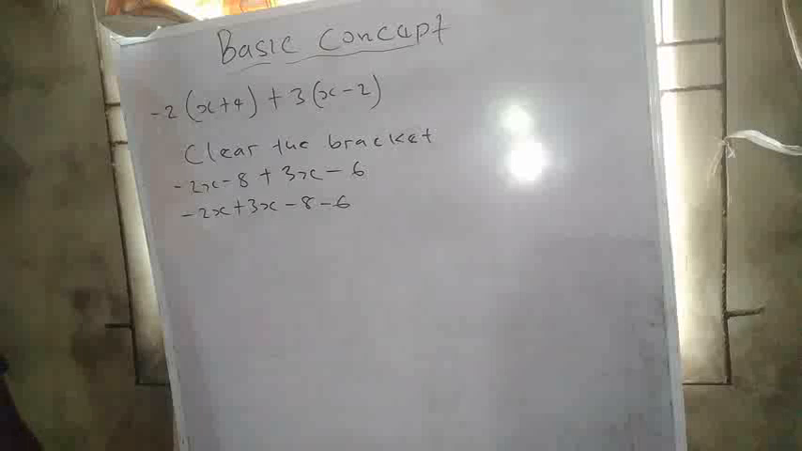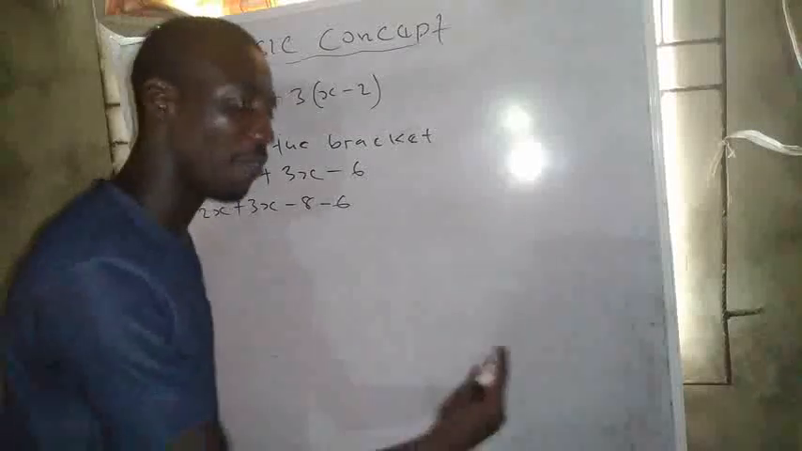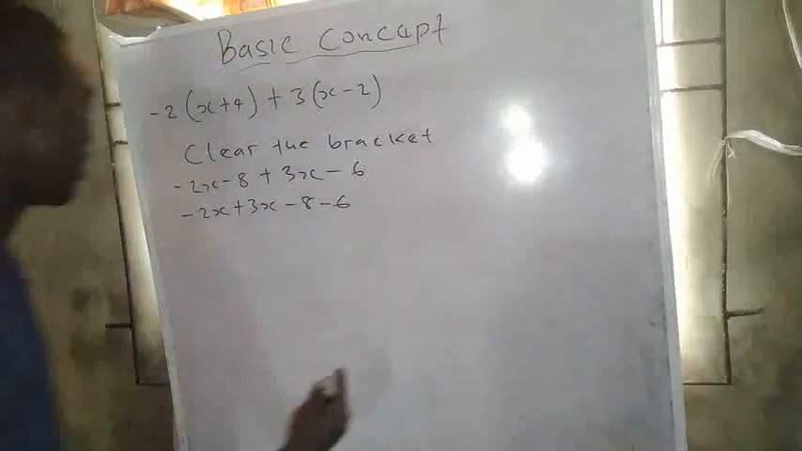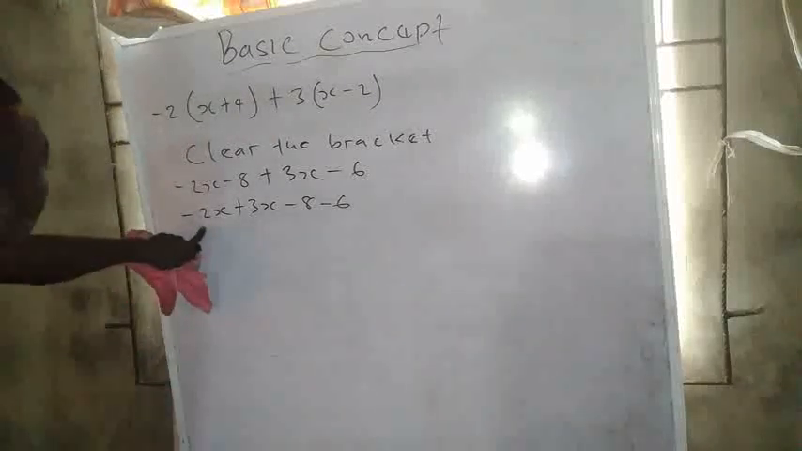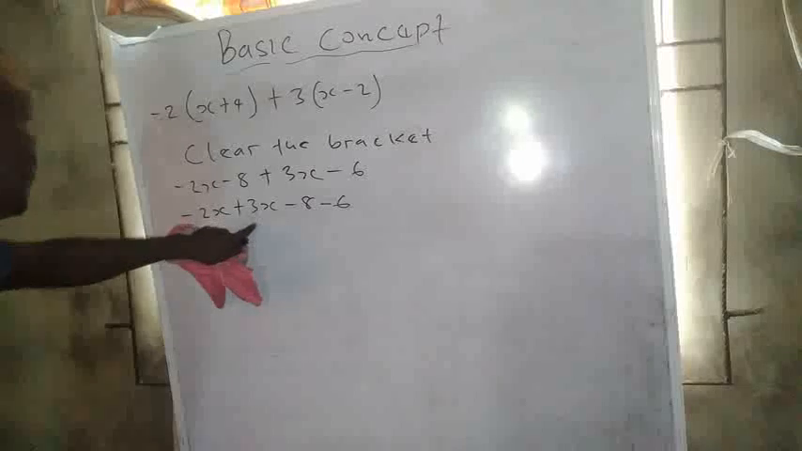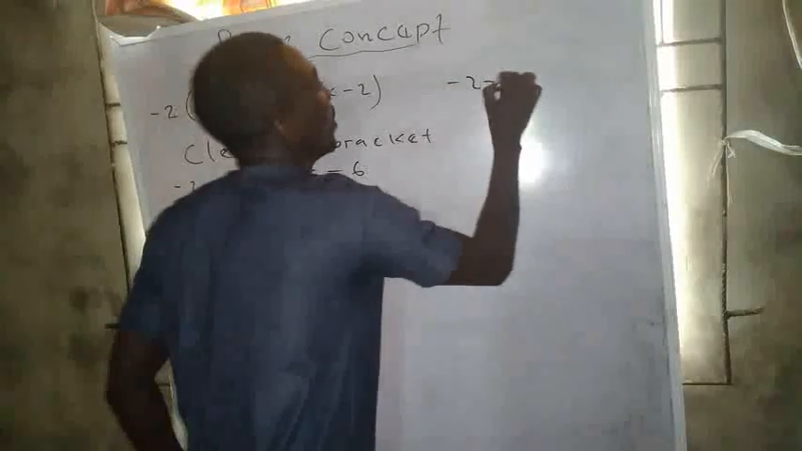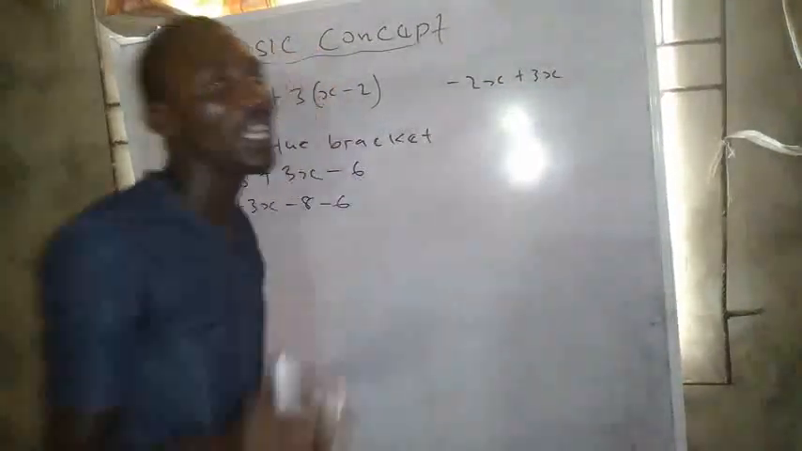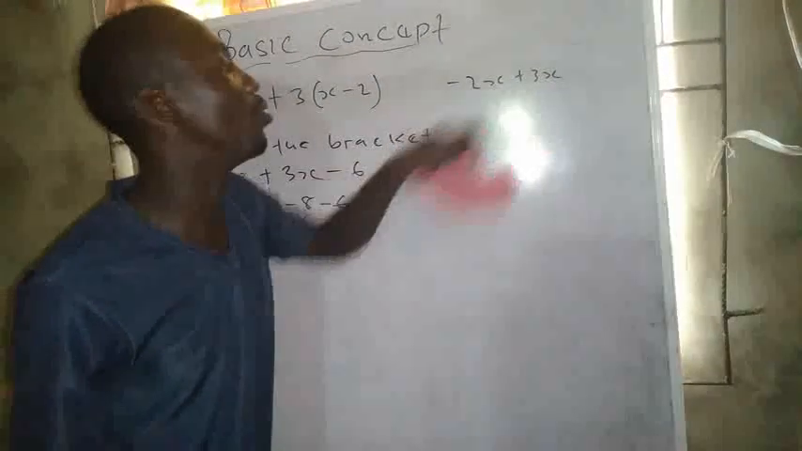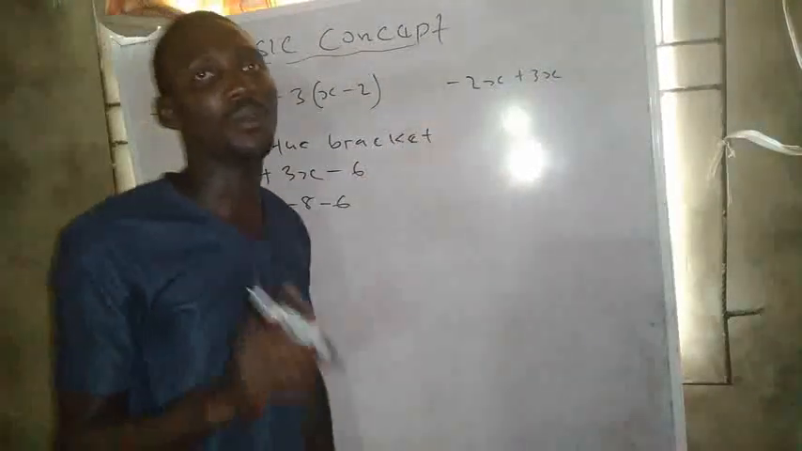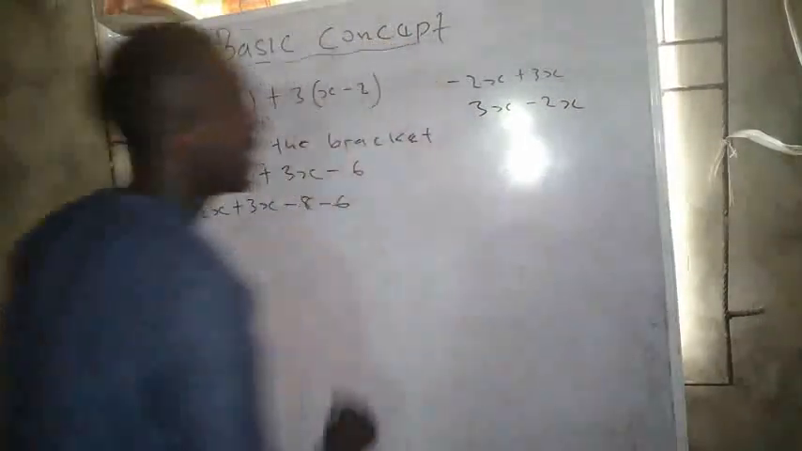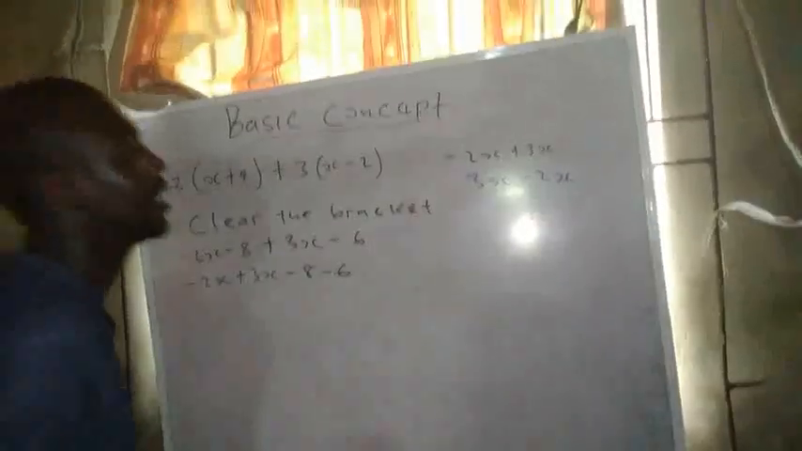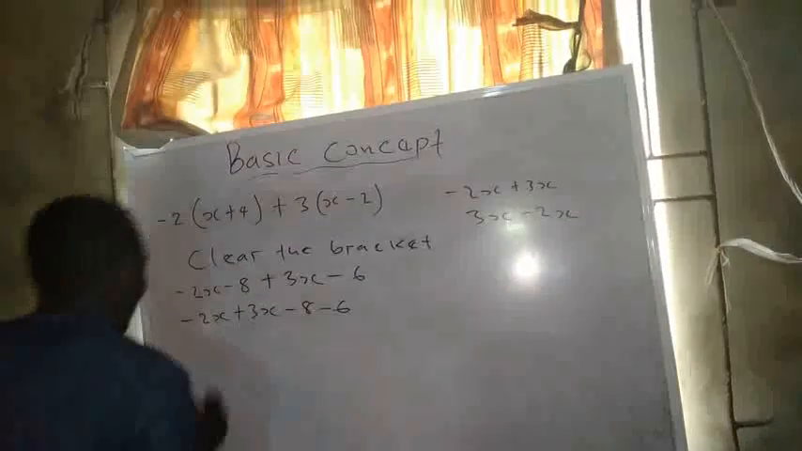That is why I started from that second concept. I can just bring it as minus 2s plus 3s. I told you earlier, whenever you're having minus and plus, you write the one with the positive sign first, which is what? 3s minus 2s. 3s minus 2s is going to give us what? That is s. That is 1s.